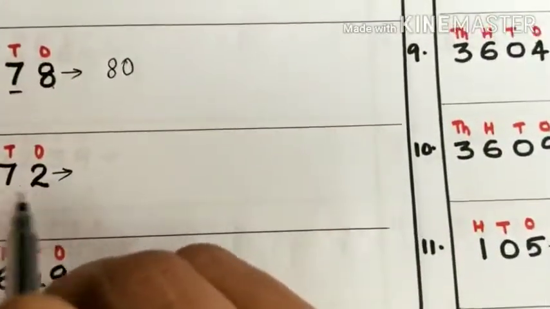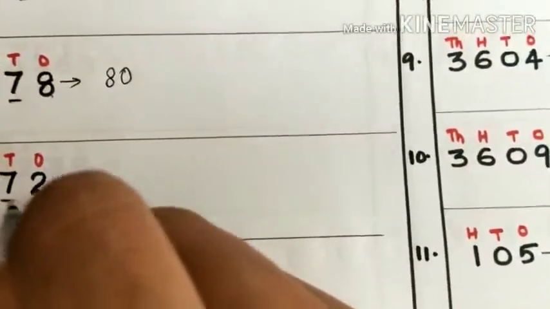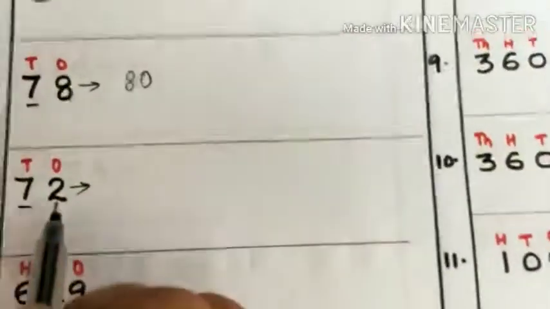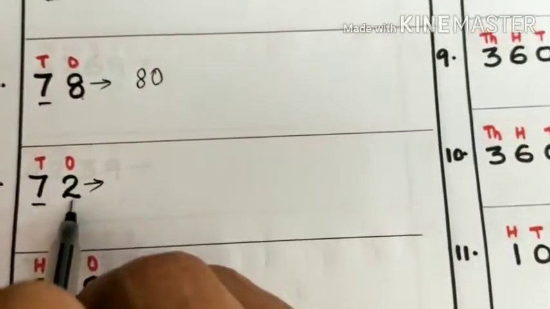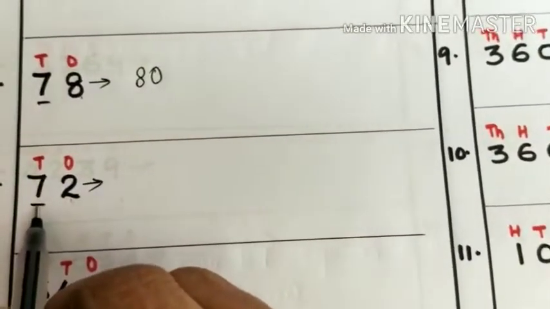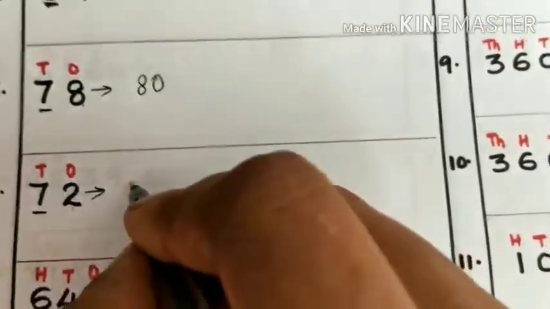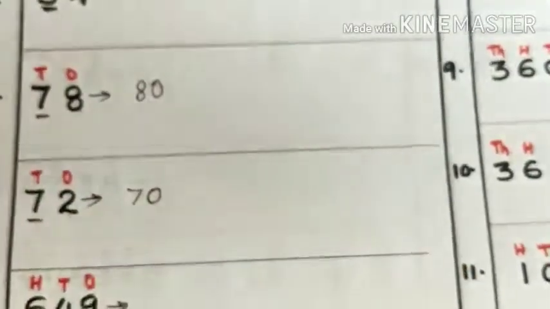Next look. Ones, tens. Underline the tens place digit 7. Next 2. The ones place digit is 2. Less than 5. 7 will not change. No change. 72 is rounded down to 70.